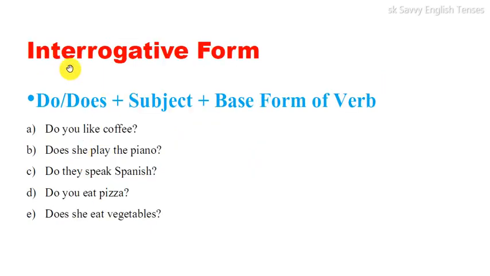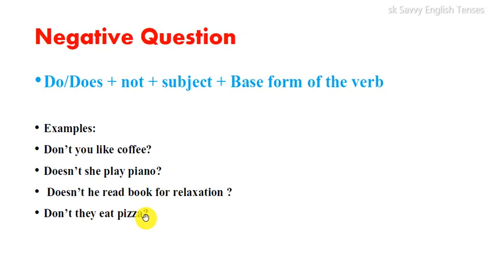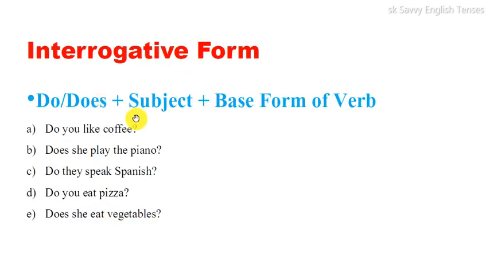Okay, let's discuss the interrogative sentences in the simple present tense. As you know, the structural formula for the interrogative sentences is do or does plus subject plus base form of the verb. For example, do you like coffee? Does she play the piano? Do they speak Spanish? Do you eat pizza? Does she eat vegetables? So these are the examples of the interrogative sentences in the simple present tense.